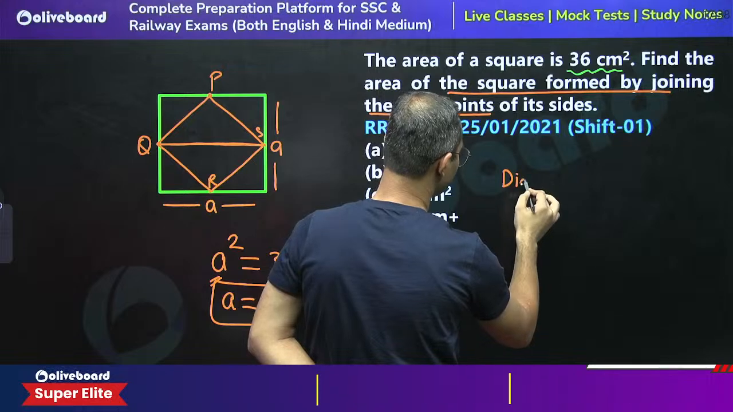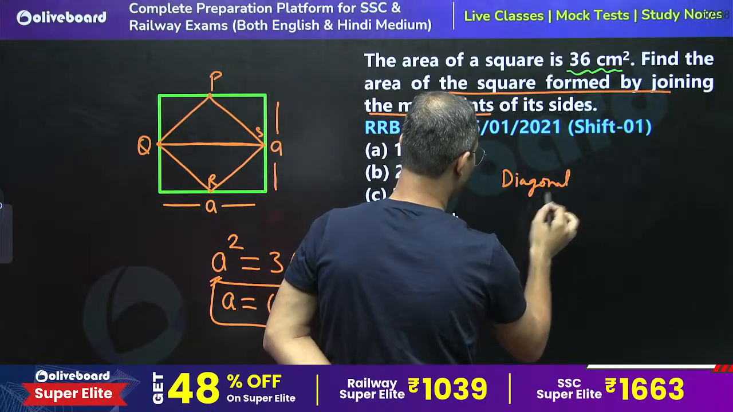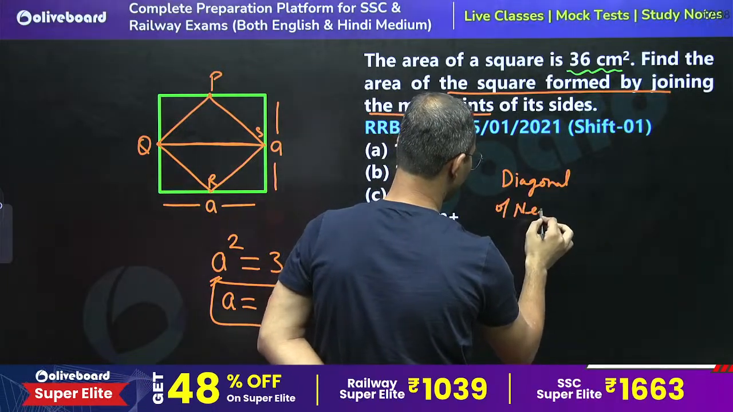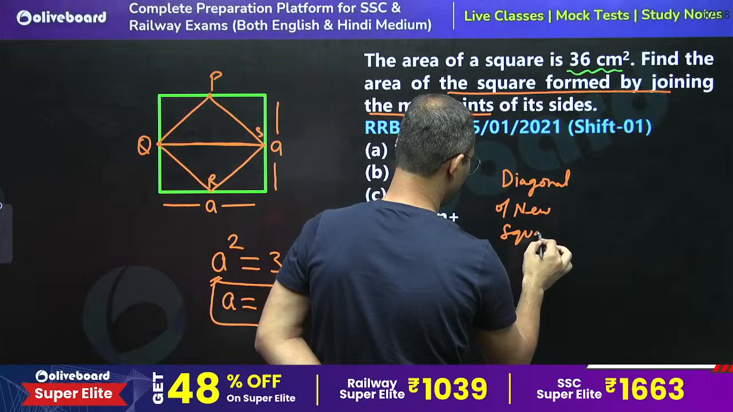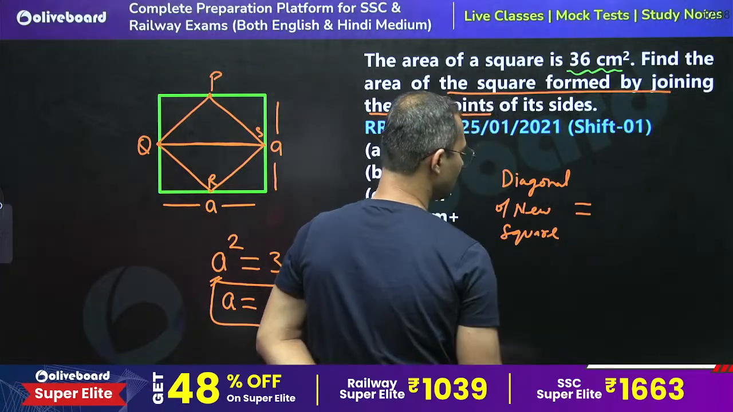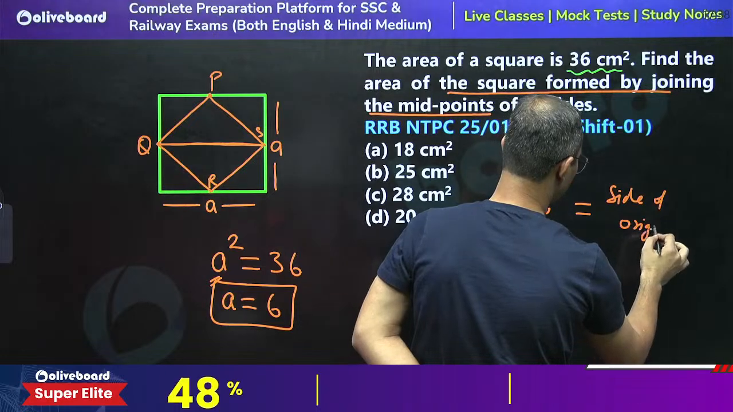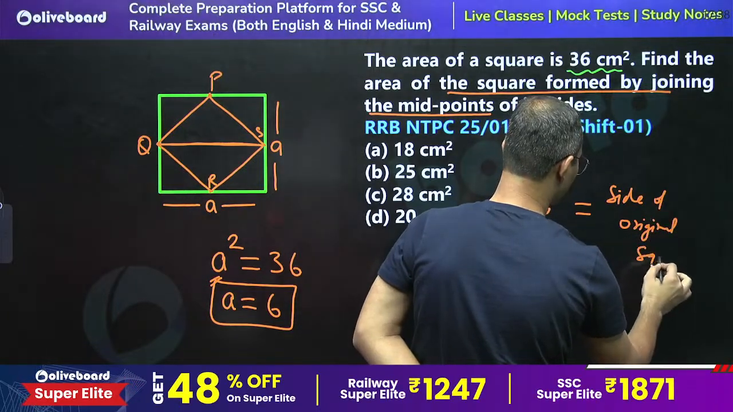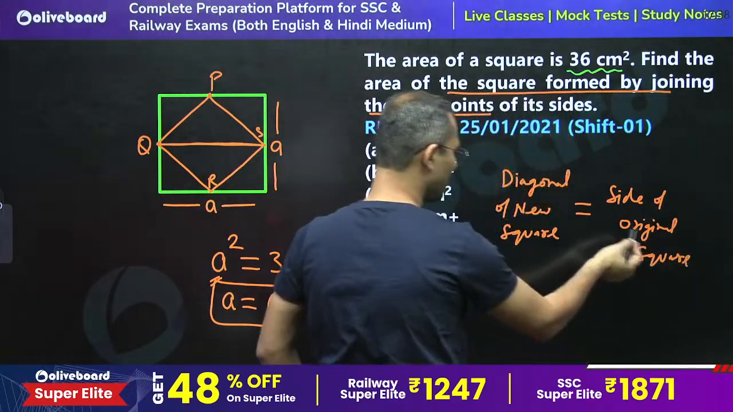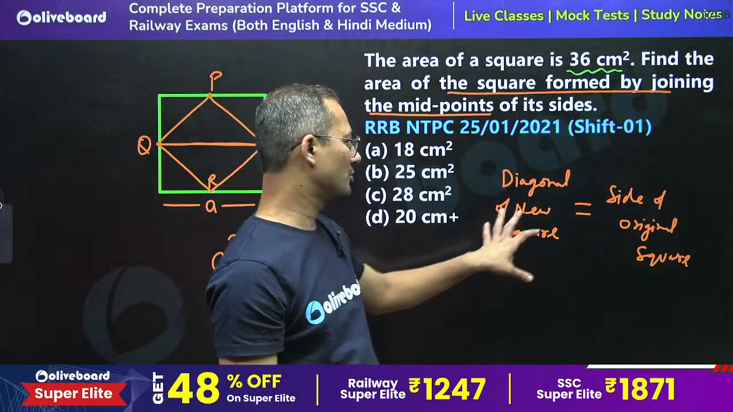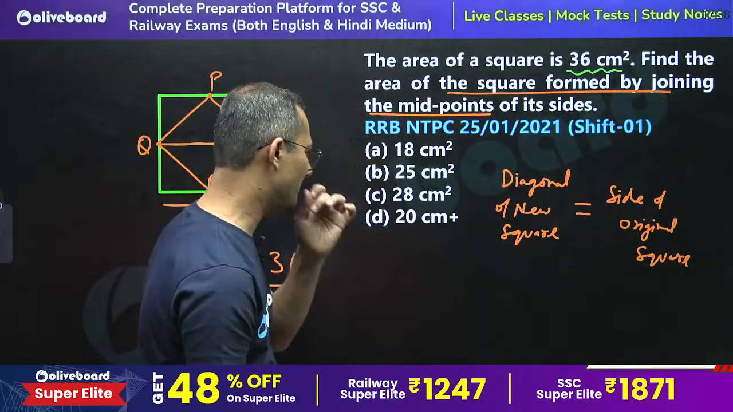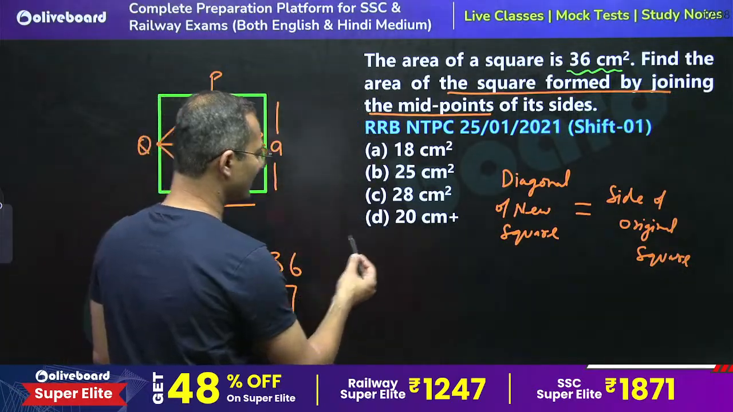is equal to the side of the original square, right? So I need not write this, I'm just writing it to make you understand, right? So I'm just writing.